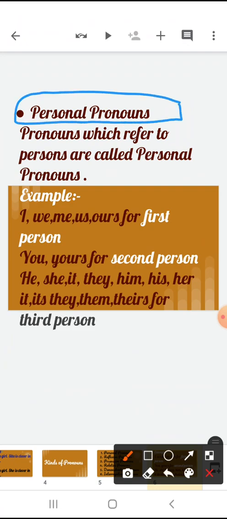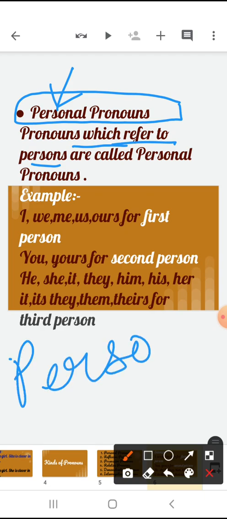personal pronoun. What is personal? It means the person who is speaking: first person, second person, third person. First person refers to the person who is speaking. Second person refers to the person spoken to. Third person refers to the person spoken about. Personal pronouns refer to a person.